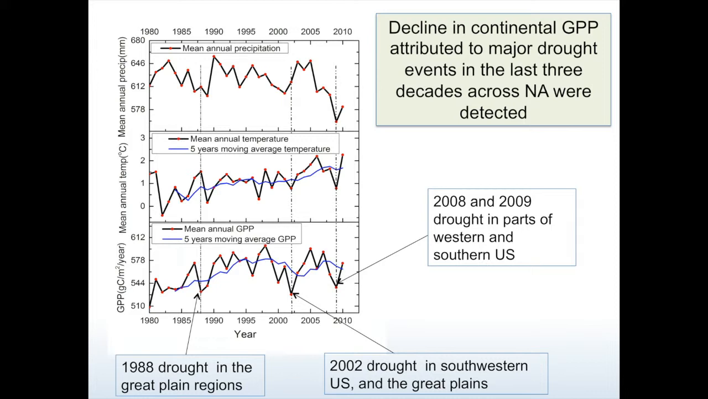Here's the drought of 2002, 2001, 2002. You can see a dip. Then there's a big dip in 2009. I guess there was a drought then too.